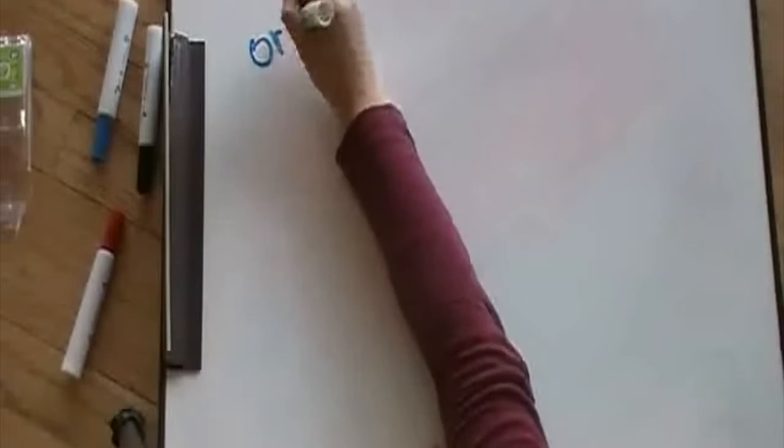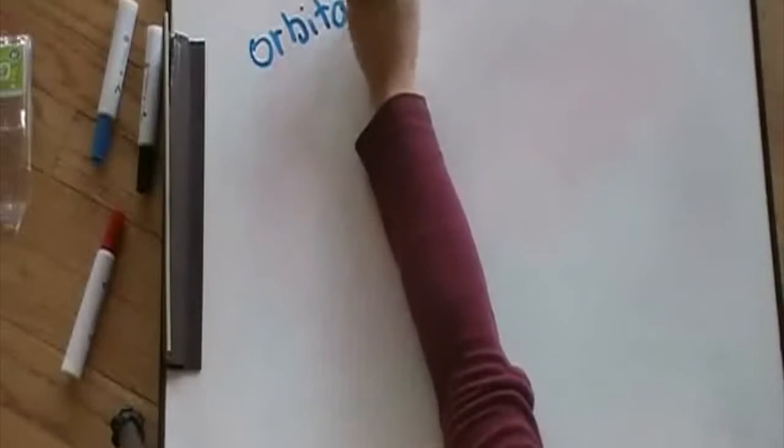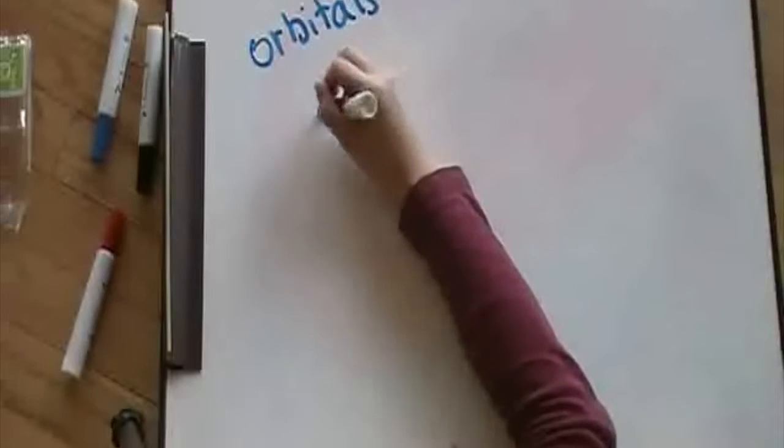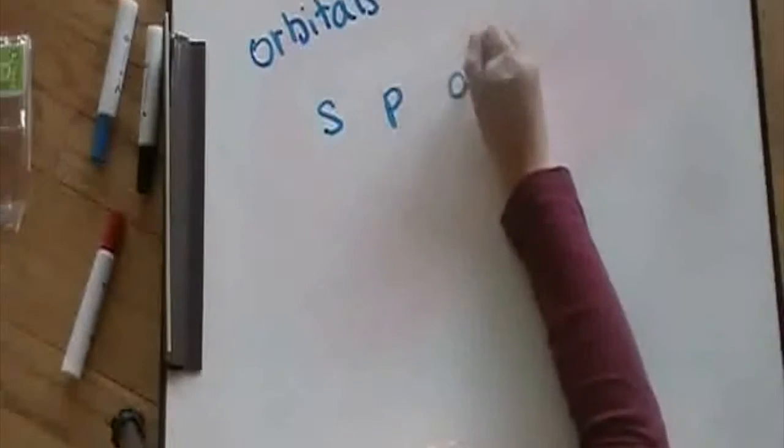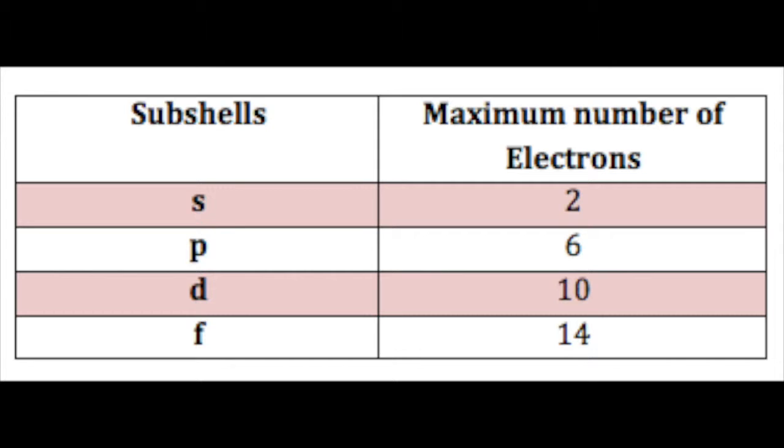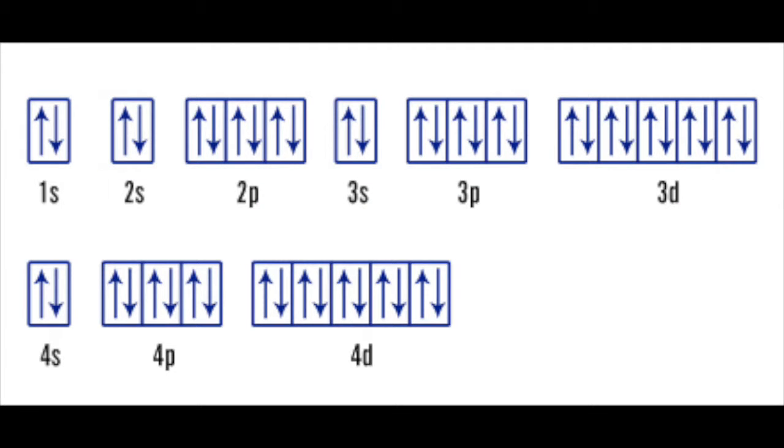The general location of the electron is described with orbitals. Orbitals are categorized into 4 subsets: S, P, D, and F. Each can hold different amounts of electrons. S orbitals can contain up to 2 electrons, P up to 6, D up to 10, and F up to 14. To better visualize these orbitals, we use orbital diagrams.